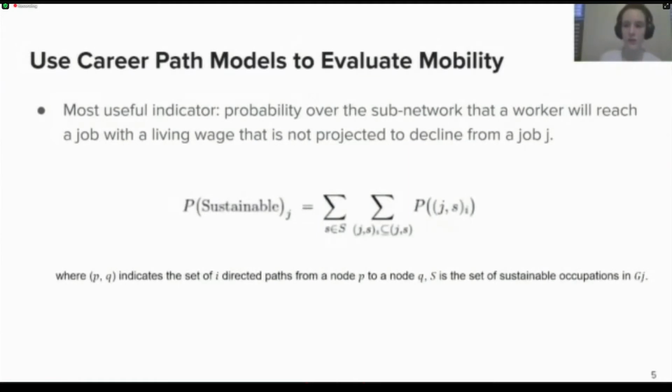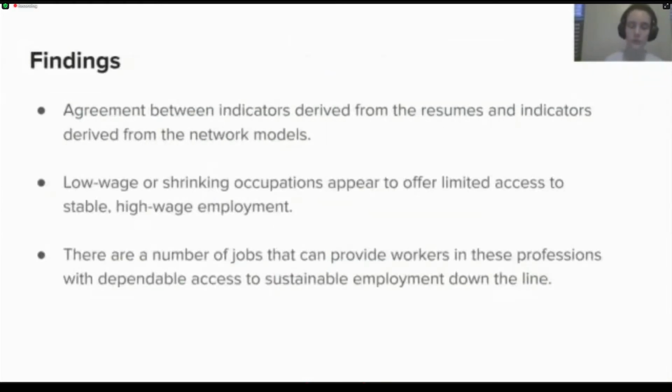With respect to low-wage occupations or occupations that are projected to decline, we find that the most useful indicator is the probability over the whole subnetwork that a worker will reach a job with a living wage that is not projected to decline from that job. Overall, we find that the indicators derived from the resumes and the indicators that we derive from the network models are highly correlated, providing some support for our approach.